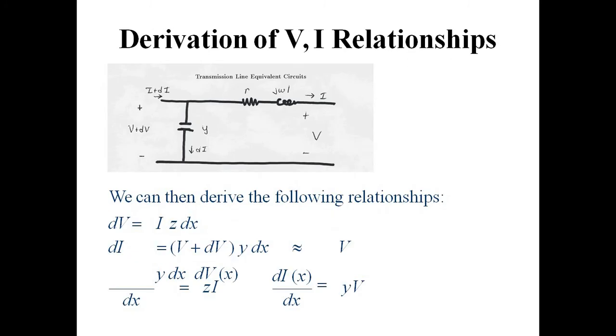The derivation of the V and I relationship. First of all, the input side will be represented by the capacitance. Then the transmission conductors are represented by the resistance and reactance of the elements in the transmission line. We can derive the following relationships: dV = I Z dx, dI = (V + dV) Y dx = V Y dx, so dV/dx = Z I, and dI/dx = Y V.